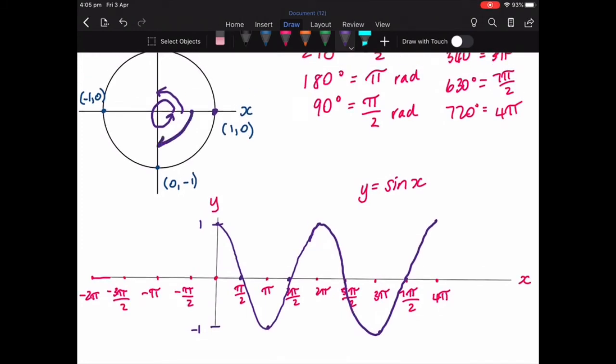Now we can actually graph it into the negative as well. So if we go this way, let me rub these out. So we're moving this way now. So now we've got negative, where's it gone? Sorry, negative pi over 2.